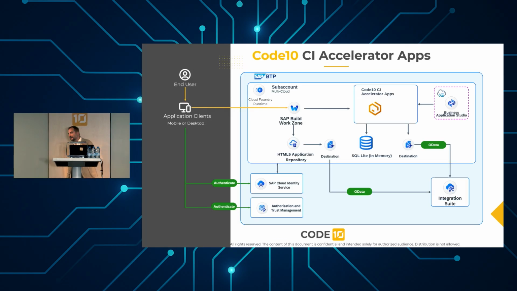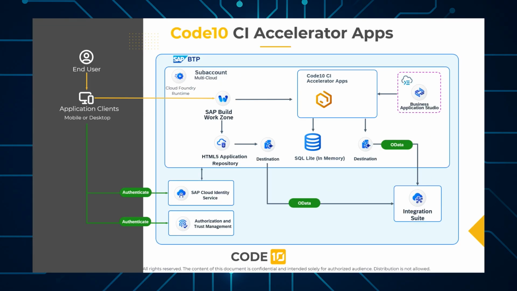Let's check a little bit how they are built, because these are Code10 talks, no? So we need to talk a little bit of technology. So what is the technology behind the apps that we are implementing? This is purely based on the best practices of CAP applications. And we have two mechanisms of authentication, okay? The Cloud Identity Service and the Trust Management.